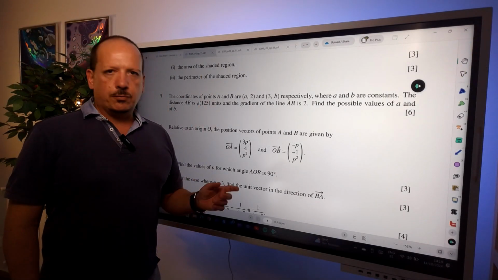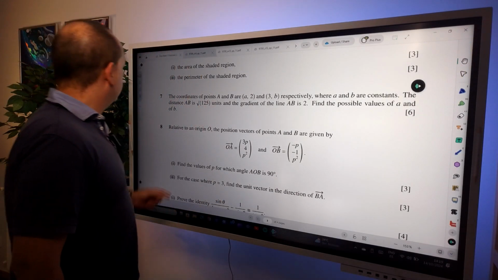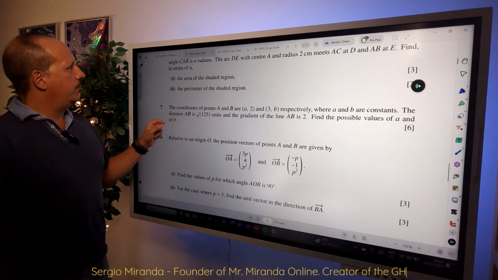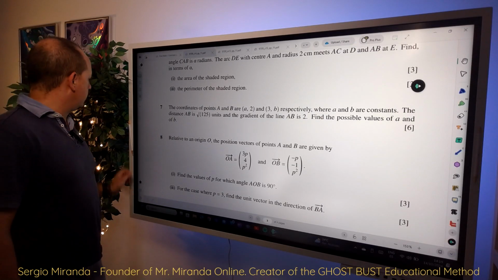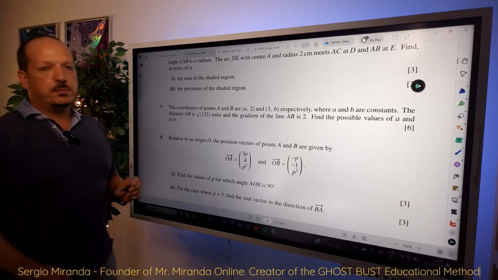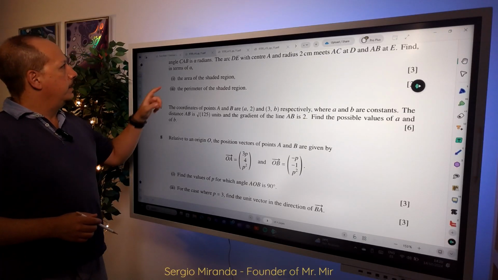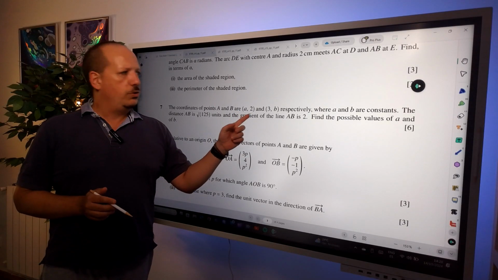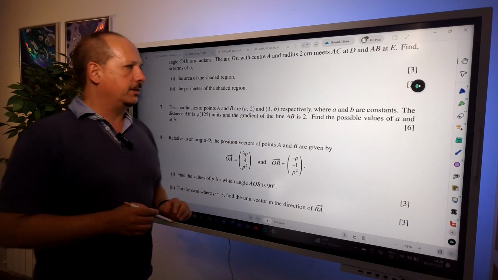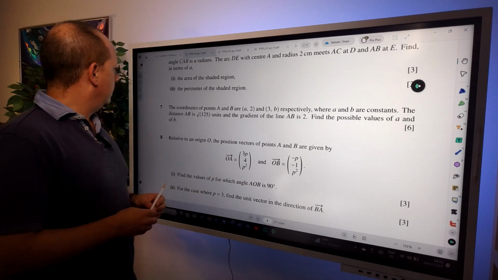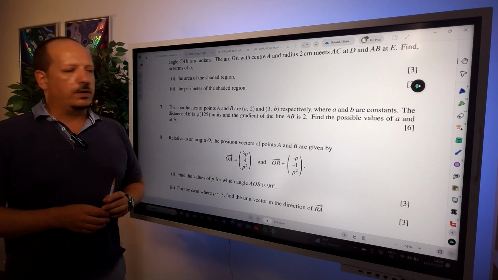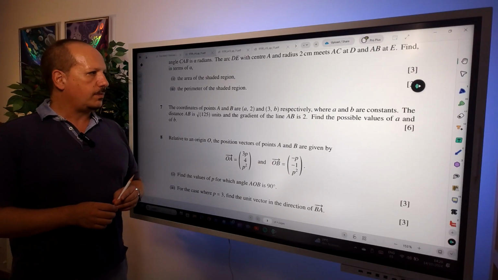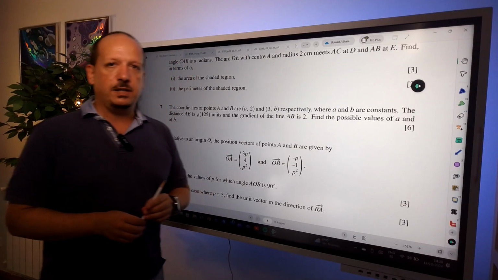Let's start solving the exam questions for this second lesson. The first of which is this one over here. This is from an exam from spring 2014, question paper 11, question 7. It says the coordinates of points A and B are (a, 2) and (3, b), respectively, where a and b are constants. The distance AB is square root of 125 units, and the gradient of the line AB is 2. Find the possible values of a and b.